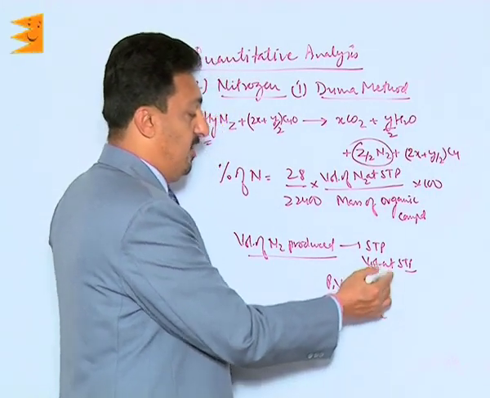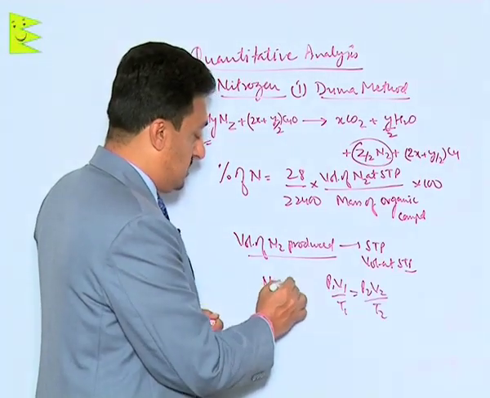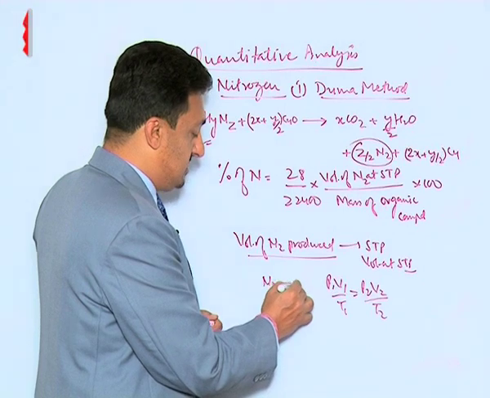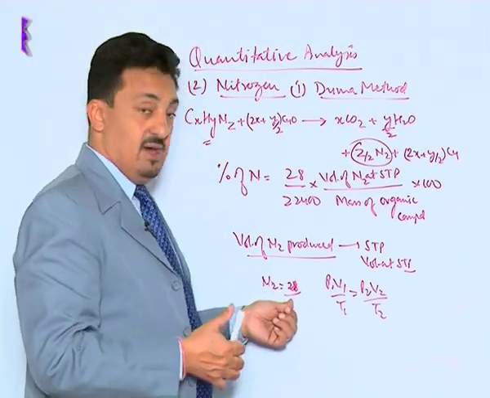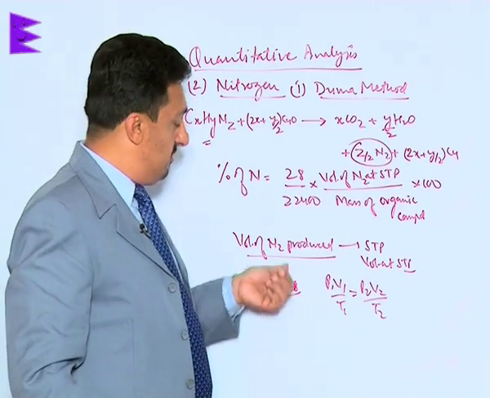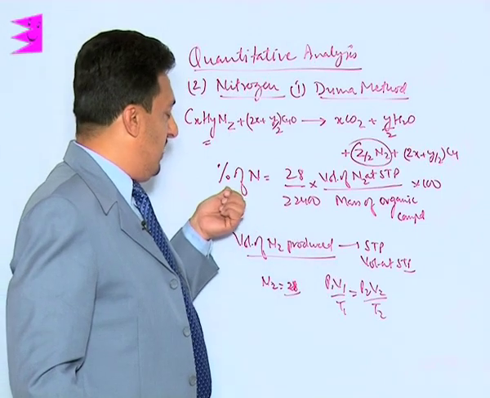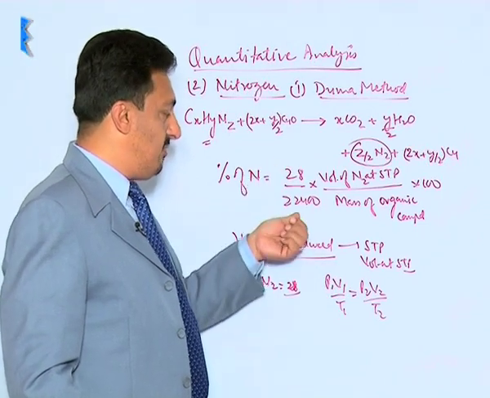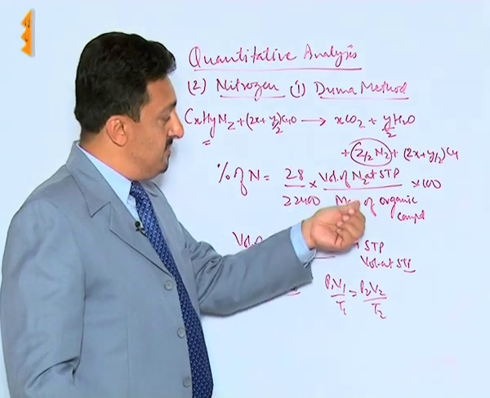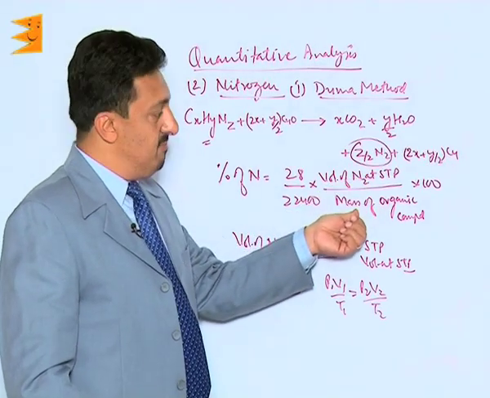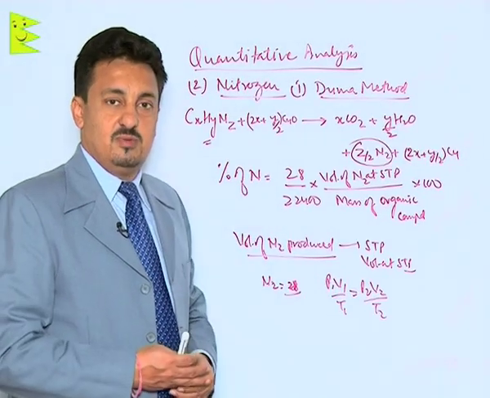So we can find out the volume at STP, and then we know that nitrogen is 28, its molar mass is 28 grams per mole, and 1 mole has how much volume? 22,400 ml is the volume. So we can find out the percentage of nitrogen as 28 upon 22,400 into volume of nitrogen at STP upon the mass of the organic compound into 100. So this gives us the percentage of nitrogen in the organic compound.